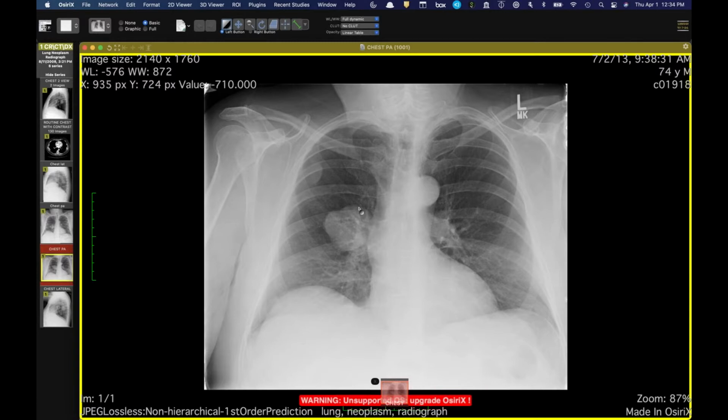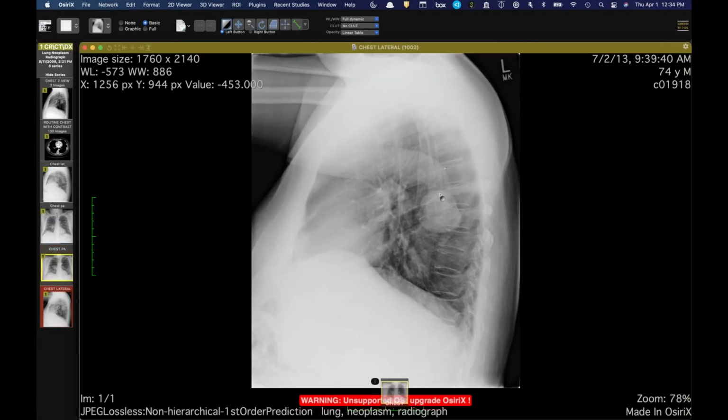Number one, there's a nice circumscribed mass here, nice hilum overlay sign, and this also has a complete border sign, so you can see that it's probably in the lung parenchyma. And if you look at the lateral view, you can see that it is in fact in the lung parenchyma.